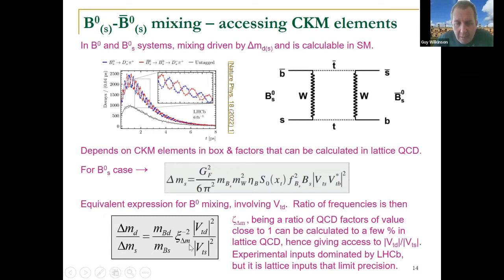But there are effects which are different for both. They're expressed in this parameter here, and this psi parameter must be determined by lattice QCD. So the measurement of the side of the triangle, which is given by VTD over VTS, with a correction coming from the Cabibbo angle, is essentially coming from the ratio of these oscillation frequencies, but with a correction coming in from lattice QCD.